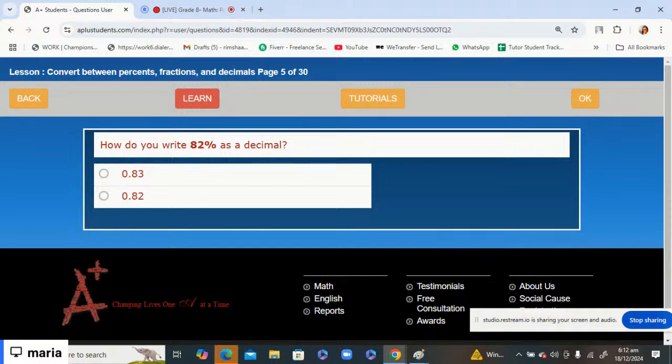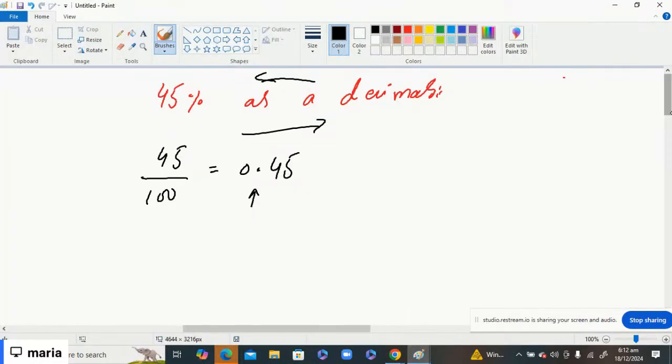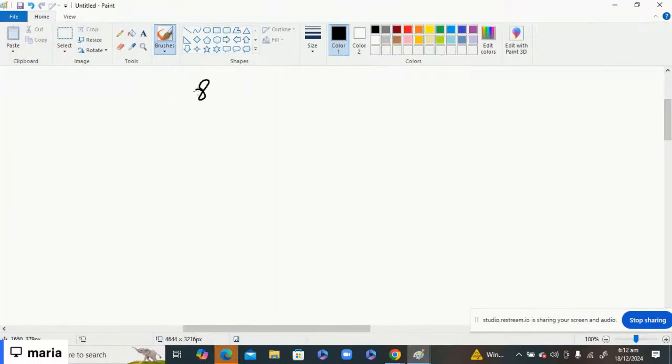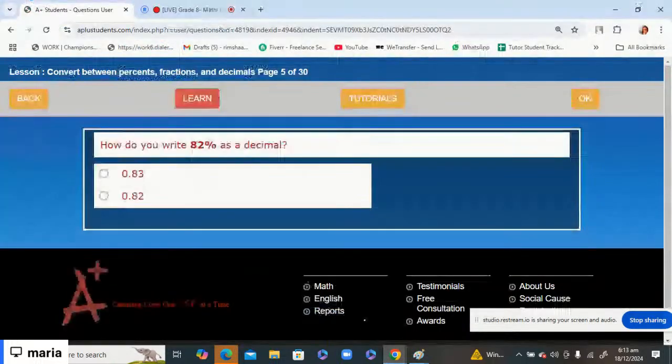How do you write 82% as a decimal? Now it's 82%. Here is the 82 percentage. So we convert 82 over 100. So this is 0.82. This is the decimal. So 0.82.